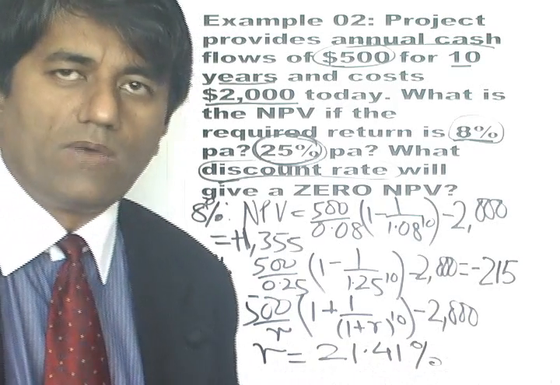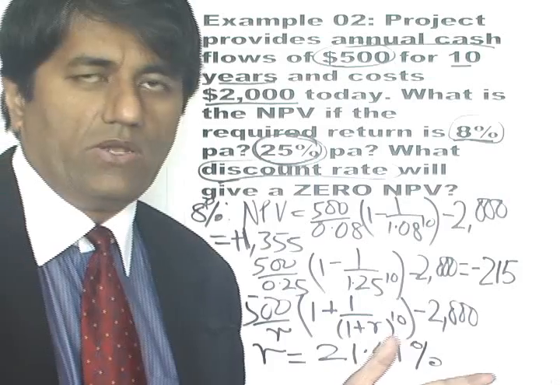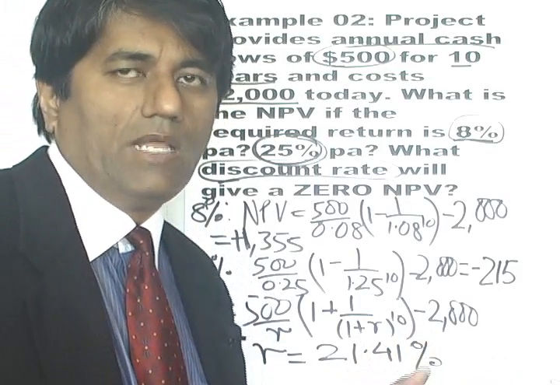So at 21.41%, the project, you're indifferent. You can do it, you may not do it. You know, nobody can blame you either way.